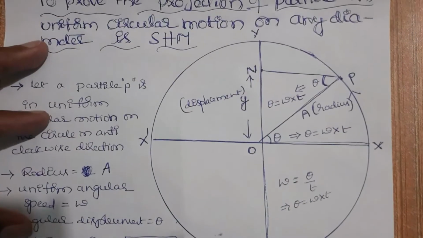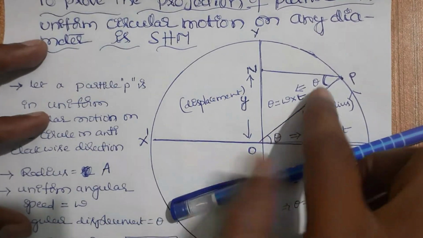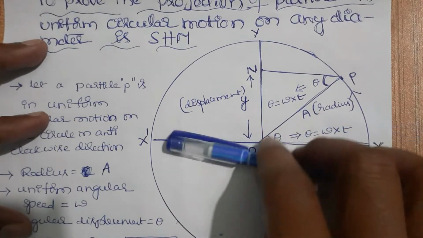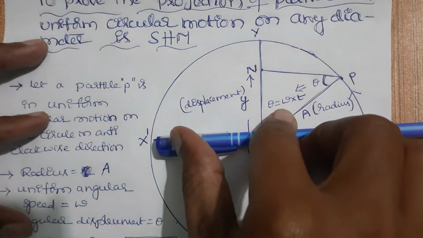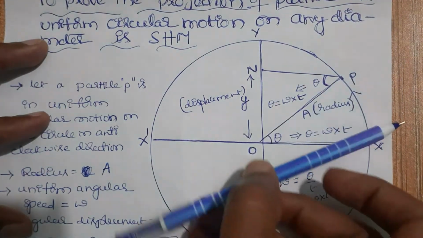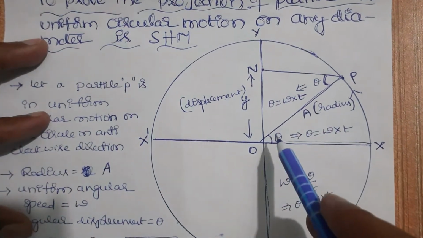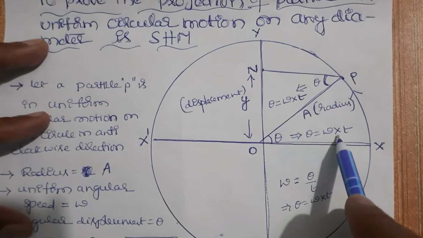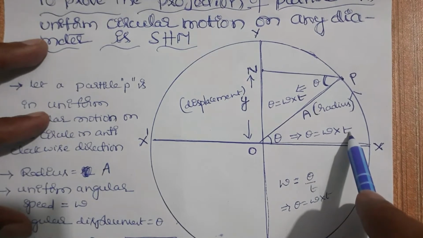Angular displacement is nothing but the angle swept by the radius vector. If you take this O to P, this is a radius vector. Initially it is at x from O like that, and it is moving like this. The angle swept by the radius vector or position vector is called angular displacement. It is denoted by theta. This theta is equal to uniform angular velocity into time.